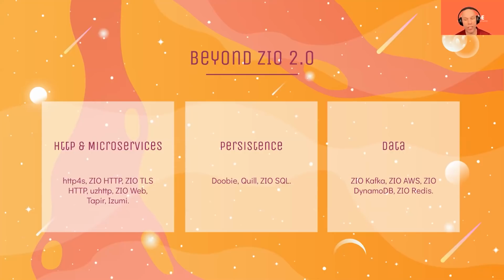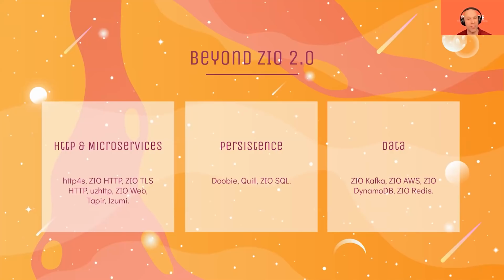In addition, there's ZIO TLS HTTP, which is also very fast and ZIO native. There's Uzi HTTP, which is ZIO native. ZIO Web is in development and is coming along very nicely. Tapir has really great support for ZIO. Izumi has a whole microservice framework that works great with ZIO and so forth. So we're seeing a tremendous explosion in the ecosystem of ZIO native solutions. And in persistence, you've been able to use Doobie for a long time. Now there's ZIO Quill, which is great to see.